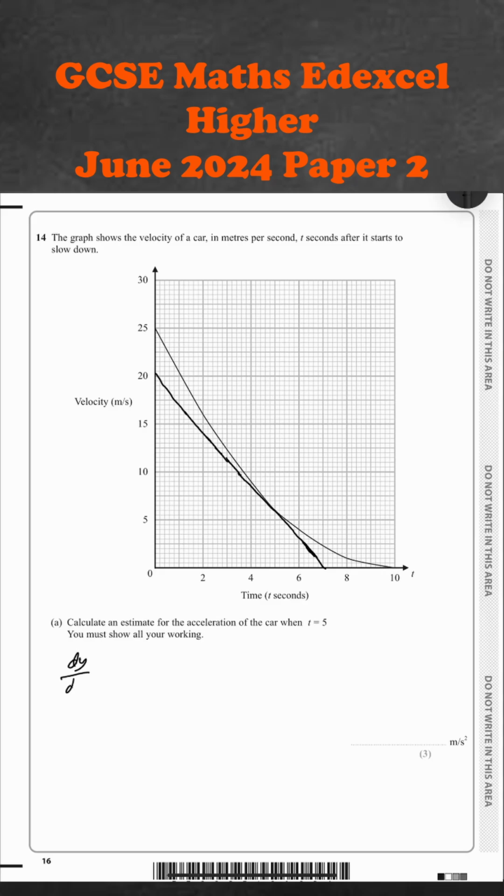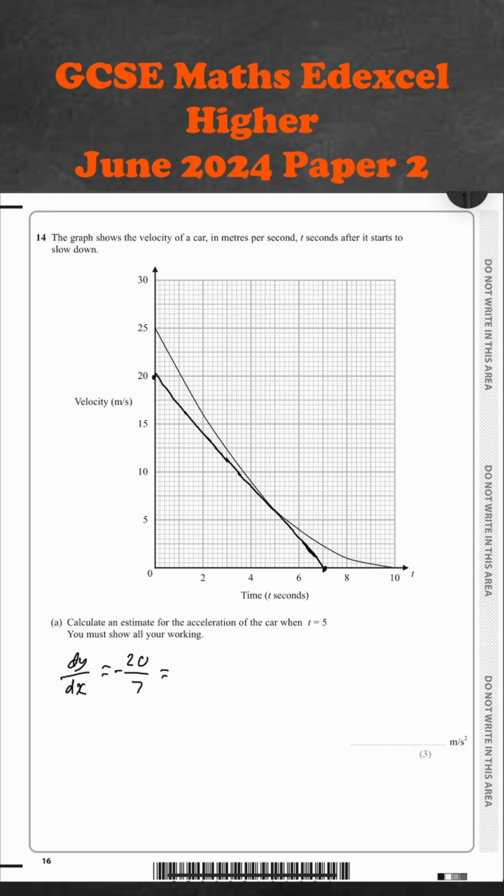dy dx to work out the gradient of the tangent. We go from this point here down to this point here. So difference in y goes from 20 to 0, so that's 20. Difference in x goes from 7 to 0, so that's 7. But it's, of course, minus. So we get, just on my calculator, 20 over 7. I've got 2.9 as my answer.